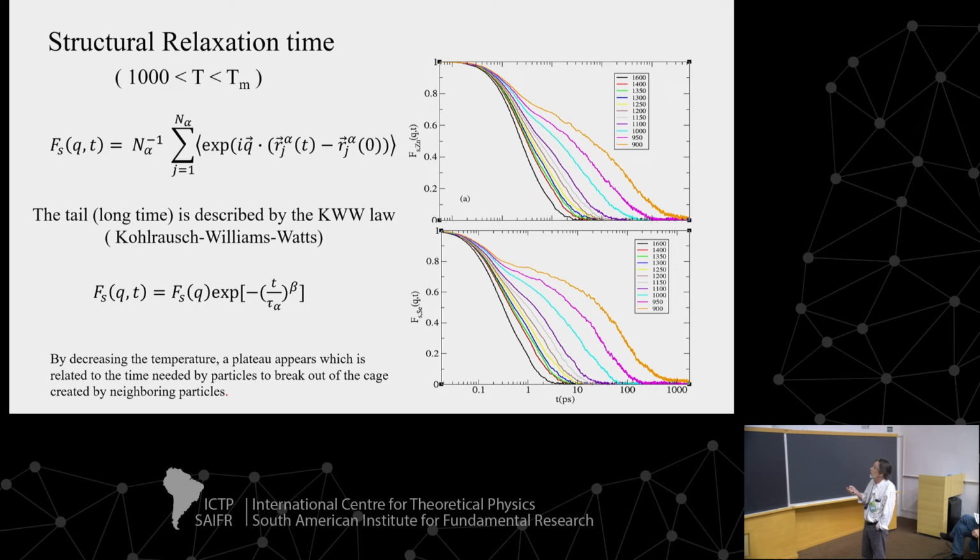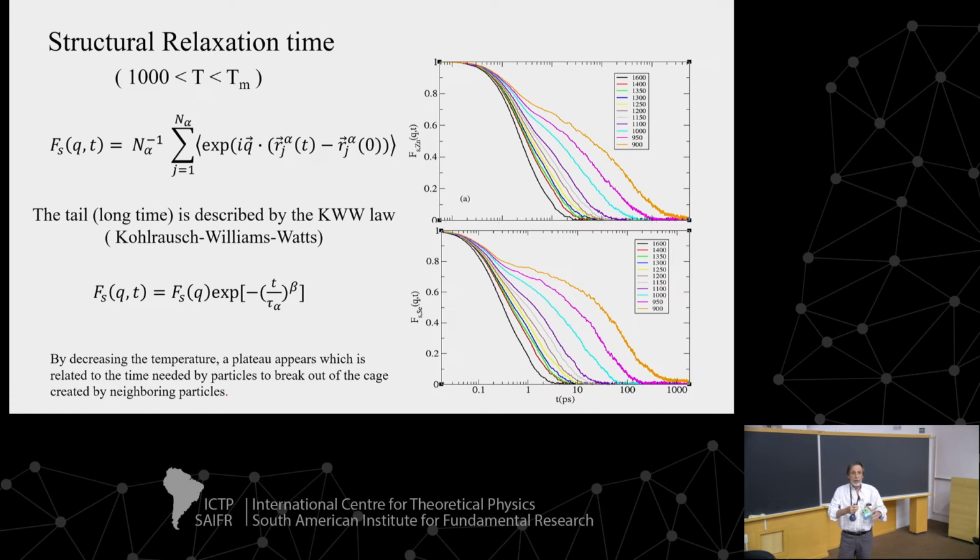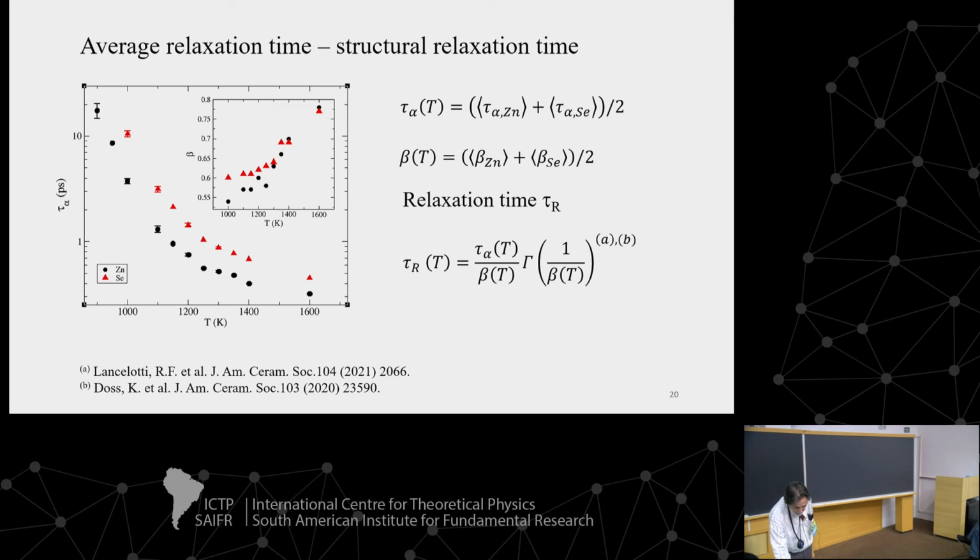This plateau we have here is just because the particle starts to create a cage, and the one particle becomes locked in this cage until it can escape and go to other parts. So fitting for each temperature this Kohlrausch-Williams-Watts expression, we can compute the tau alpha and beta, right? And these are the results for tau alpha as a function of temperature, and it decreases, and beta goes to 1 when the temperature goes into the liquid phase. In the liquid phase, the relaxation is completely exponential, right?